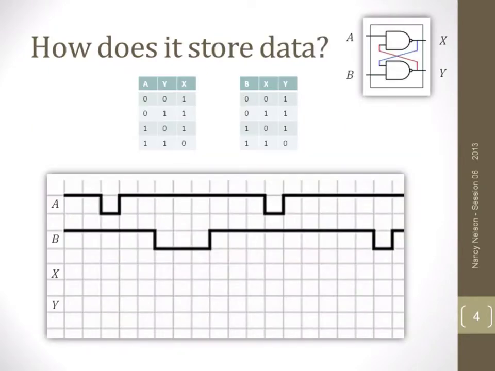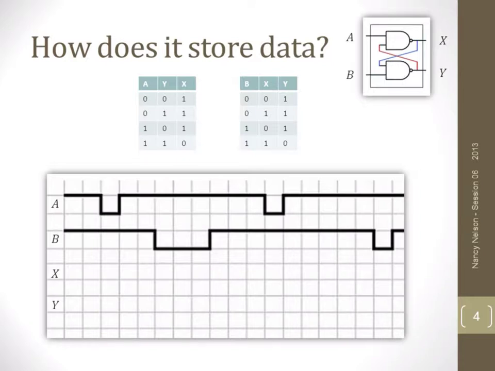So how does this latch actually store data? Let's take a look at what happens when our inputs A and B change over time. Remember that any time A or Y changes, that X might change. Anytime B or X changes, Y might change. So these are the two truth tables for the 2 NAND gates we have inside the latch.